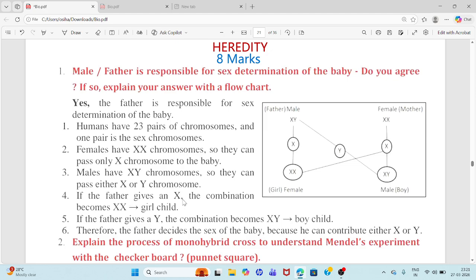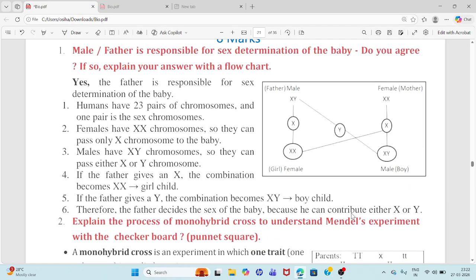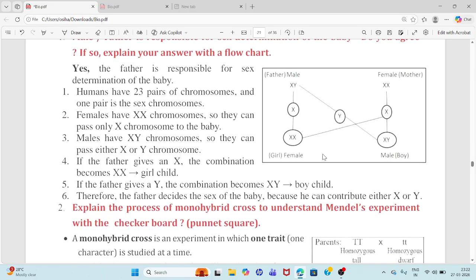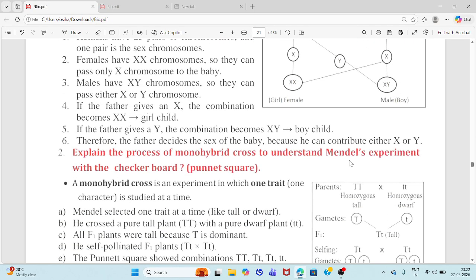If the father gives an X, the combination becomes XX, girl child. If the father gives a Y, the combination becomes XY, boy child. Therefore, the father decides the sex of the baby because he can contribute either X or Y. You can see it in the flowchart.